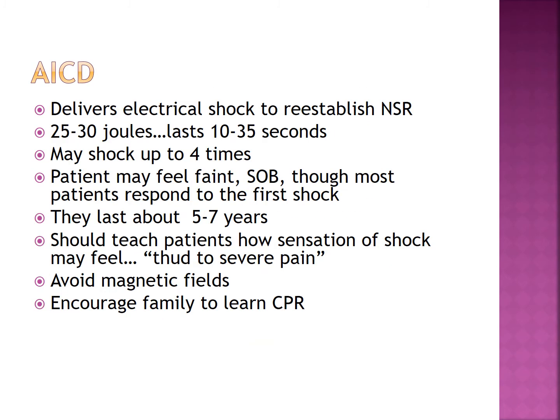Okay, so the amount of joules, when I do external, like if we're doing ACLS, if we're doing an external defibrillation, the joules are much higher. They're, you know, 200 joules. Whereas if the actual electrode is right next to the muscle itself, we need a much smaller amount, so 25 to 30 joules. It can shock them up to 4 times.